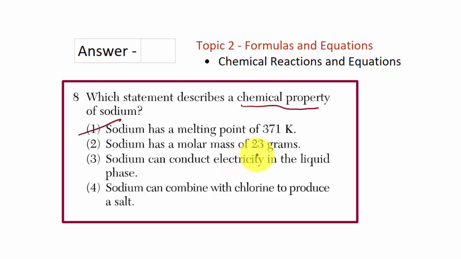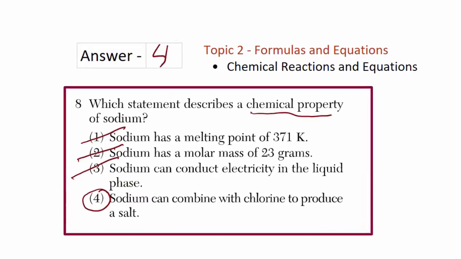The molar mass of sodium is 23 grams. That means that 1 mole of sodium would have a mass of 23 grams. As long as it's sodium, that will be the case, so that's not even a variable. Sodium can conduct electricity in the liquid phase. Great. Even though it's doing that, it's still sodium, so that's only a physical property, not chemical. Sodium can combine with chlorine to produce a salt. Well, when this happens, a new substance is formed, sodium chloride. And because this property can only be observed through the production of a new substance, it is a chemical property, and that will be our answer, answer number 4.